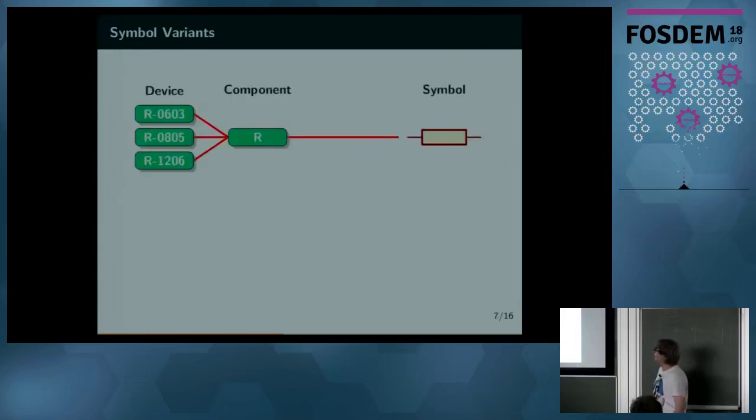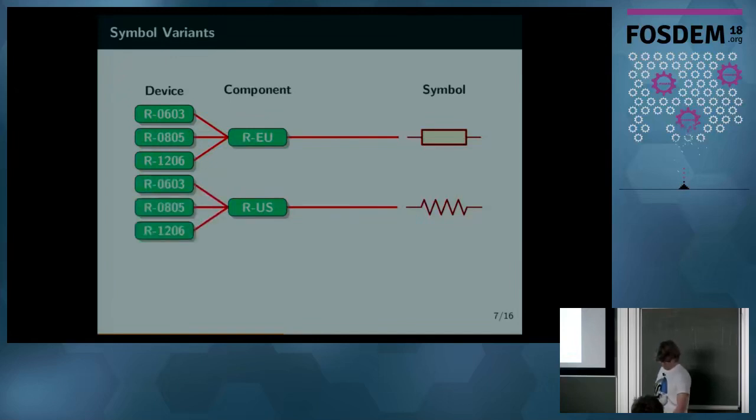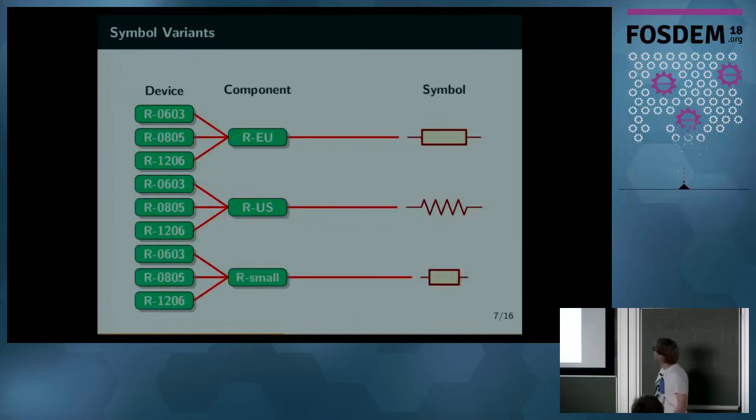For example, in Eagle, it looks like this. If you have a resistor component and its resistor symbol, and the resistor has, for example, 3 devices, it looks like that. And if you want to have an American resistor symbol, you have to create an American resistor component. And you can't use the devices from the European resistor, so you have to copy them. And maybe there is even another variant of the symbol, and you have many duplicates of devices. And this is quite a mess, so the quality of the library gets worse and worse.